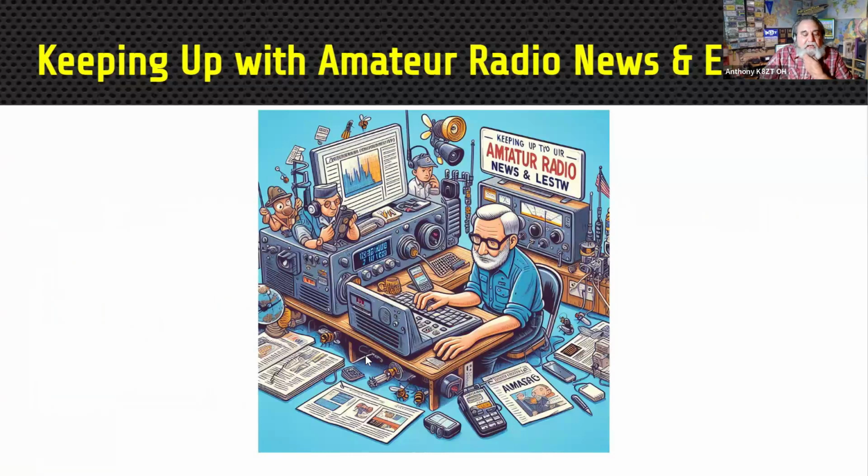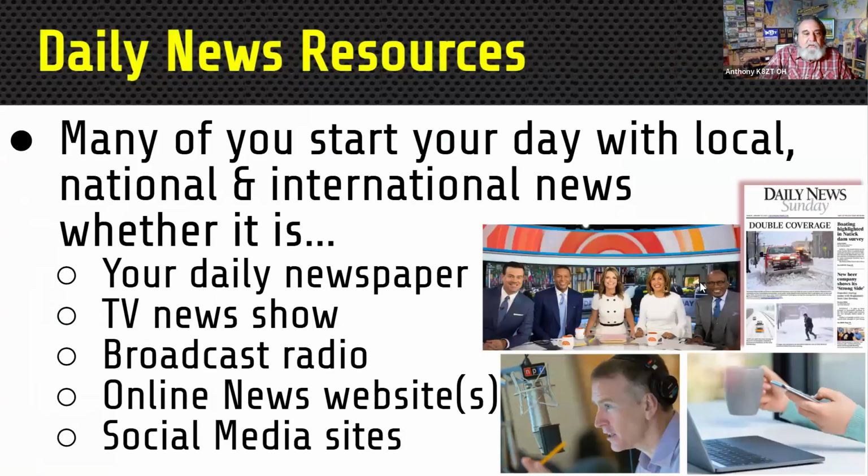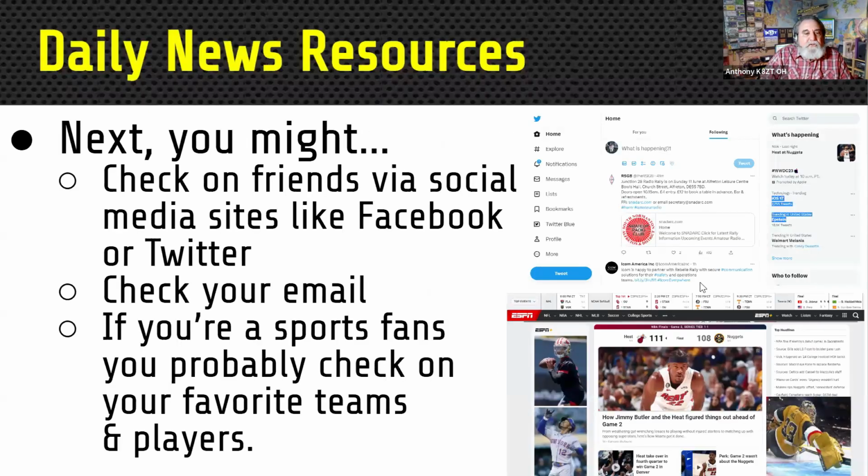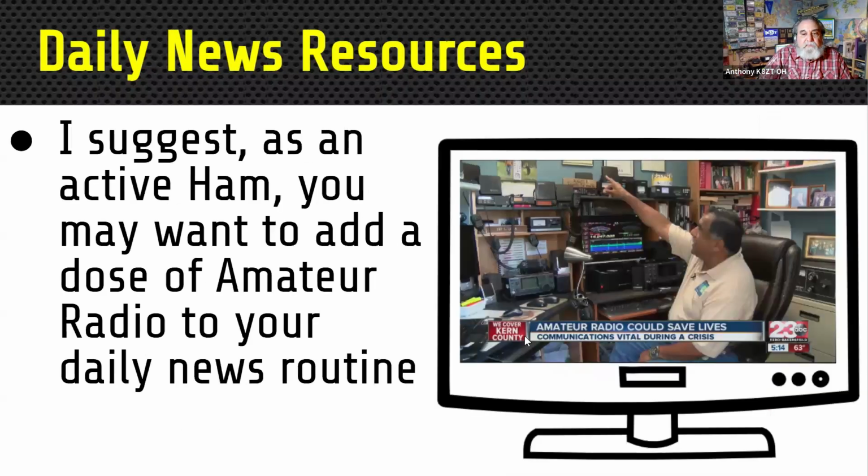And I've been playing around with AI, so I asked AI to give me a picture of an amateur radio operator keeping track of amateur radio news around the world. So many of you start your day with local, national, and international news, whether it's your daily newspaper, TV news show, broadcast radio, online news websites, or social media sites. Next, you might check on friends via social media sites like Facebook or Twitter, now known as X. Check your email. If you're a sports fan, you probably check on your favorite teams and players. I suggest as an active ham, you may also want to add a dose of amateur radio to your daily news routine.